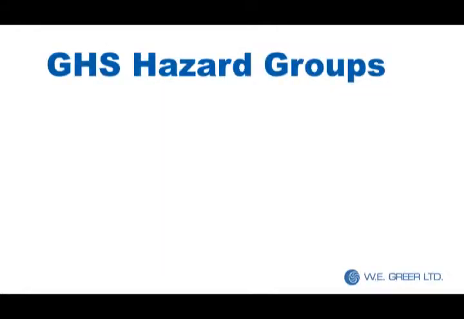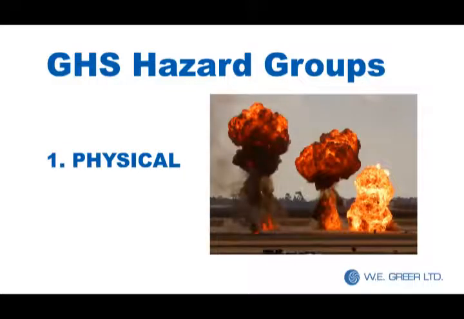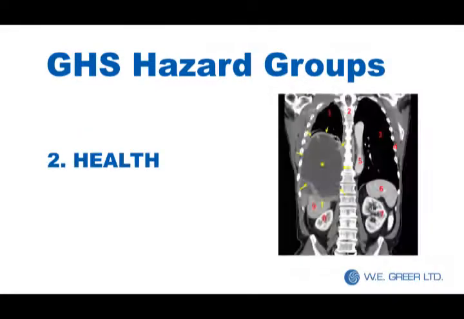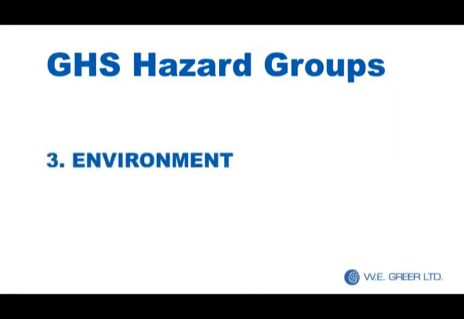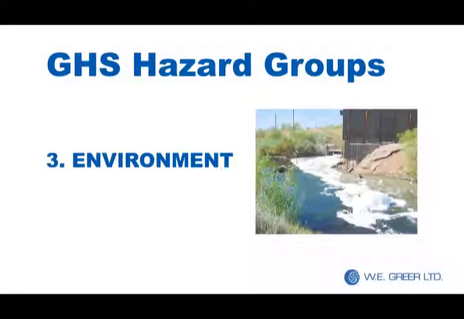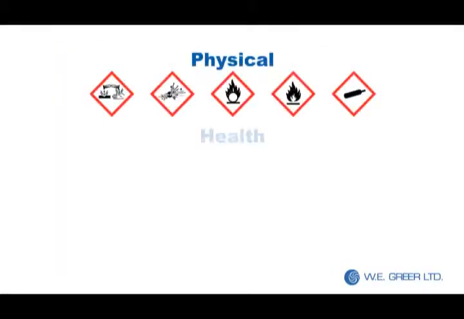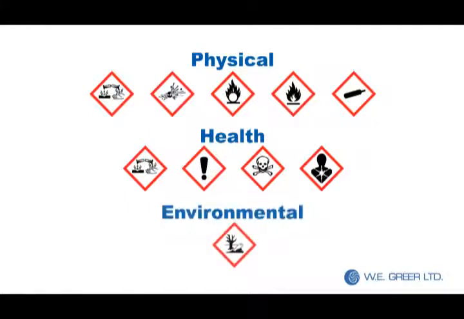There are three main hazard groups: physical hazards, which concern chemical reactions such as combustion and explosions; health hazards, which concern the user's health such as toxicity and irritation; and environmental hazards, which concern ramifications to our planet such as the depletion of our ozone layer or the pollution of lakes and streams. Each group has several classes that fall within it that are represented by one or more of the symbols that we just reviewed.